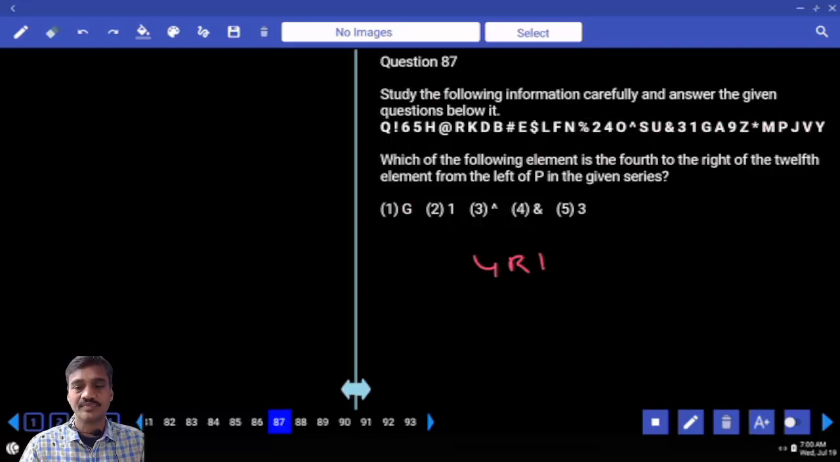Then 87, which of the following elements is 4th to the right of the 12th to the left of P? Now 12th to the left of P, and then from that one 4th to the right. 1, 2, 3, 4, 5, 6, 7, 8, 9, 10, 11, 12. From this one 4th to the right, 1, 2, 3, 4. What is your answer here? 3 choice.